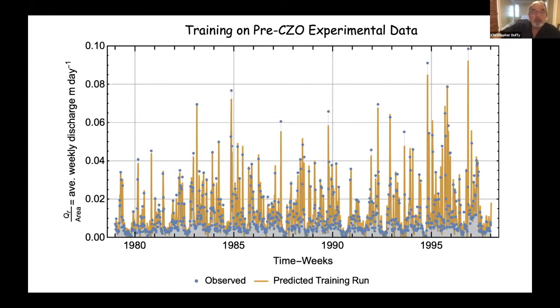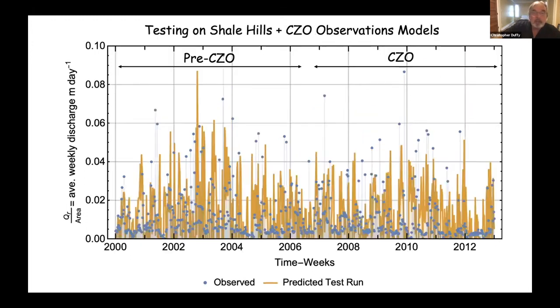We then ran the neural net on those inputs and outputs, and you can see from the observed as the dots and the predicted, it looks pretty good. However, when testing, on the 2000 to 2013 period, we basically see a serious deterioration.